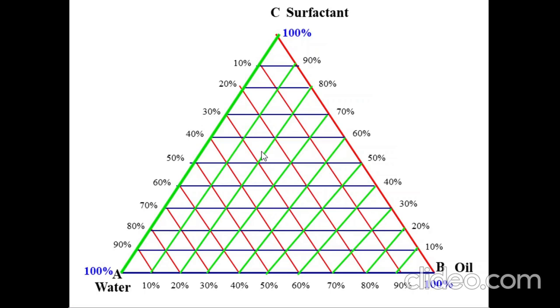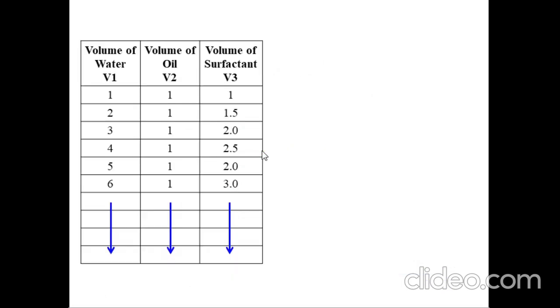Clear? Now I said this phase diagram can be used in formulations of solutions. But how is it used in formulations experimentally? So what you do is, this is a hypothetical example for you to understand how the formulations of solutions are done experimentally. We have three columns.